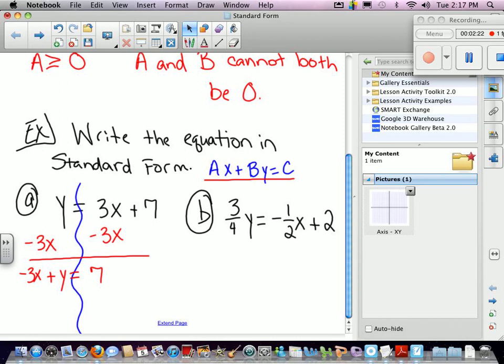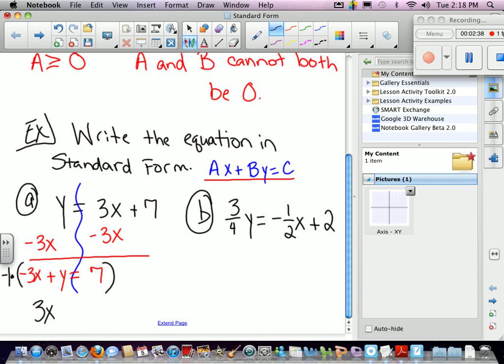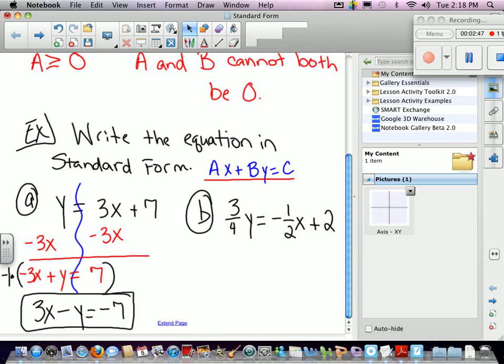So in order to get rid of this, what I'm going to do is multiply by negative 1. Okay. When I multiply by negative 1, it changes all the signs, and so what I'm going to have left over is going to be 3x minus y equals negative 7. Okay. And there's our answer for example A in standard form.